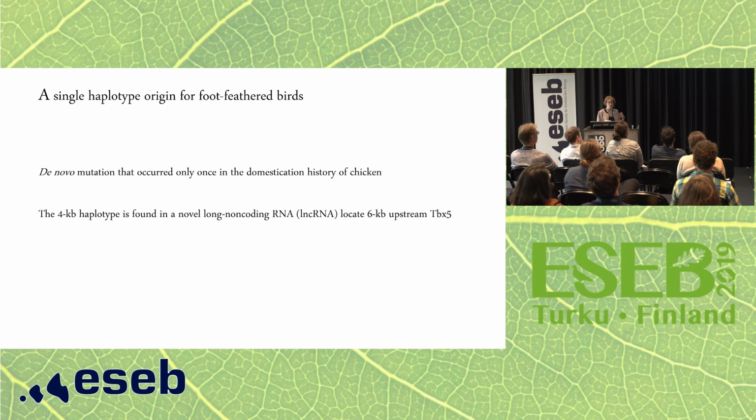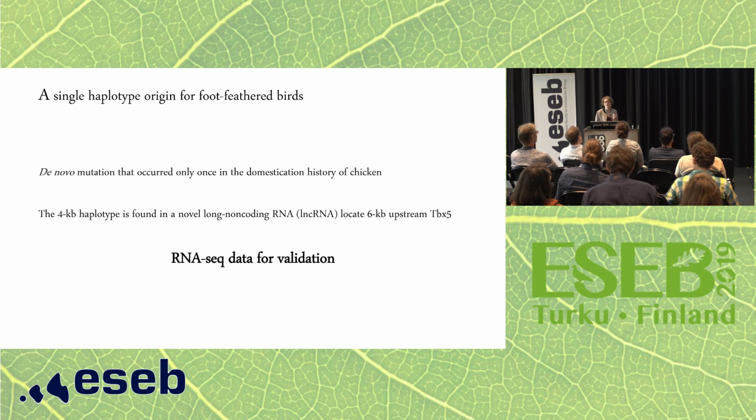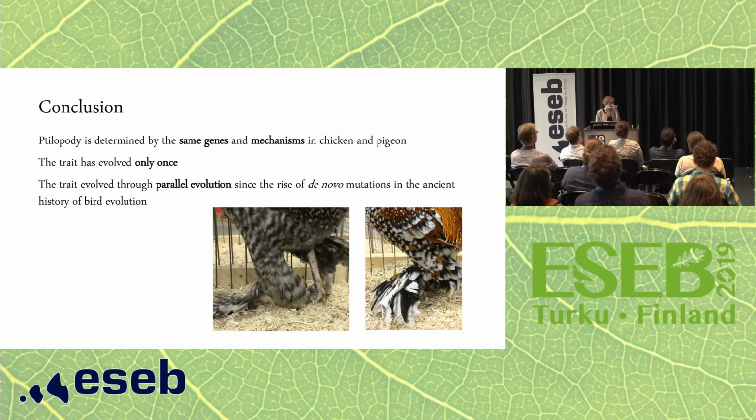Regarding the haplotype analysis, we show that the haplotype origin is exactly the same, and it has evolved only once in the domestication history of chicken. Interestingly, our haplotype was found in the long non-coding RNA, which is only 6 kb upstream of TBX5, which is the candidate gene. However, we cannot say that this long non-coding RNA is directly involved in determining the phenotype until we have RNA-seq data. Indeed, we are working now on verifying this hypothesis using RNA-seq data for validation.